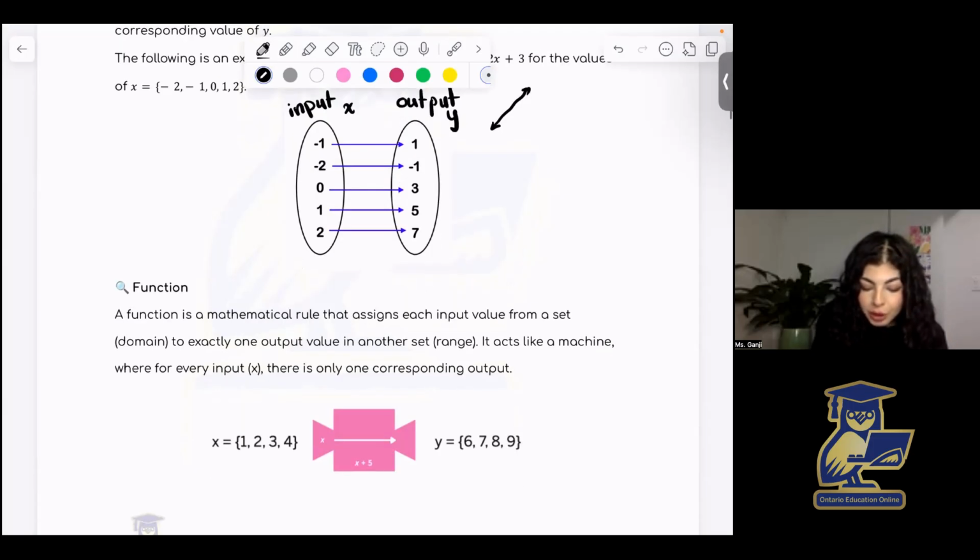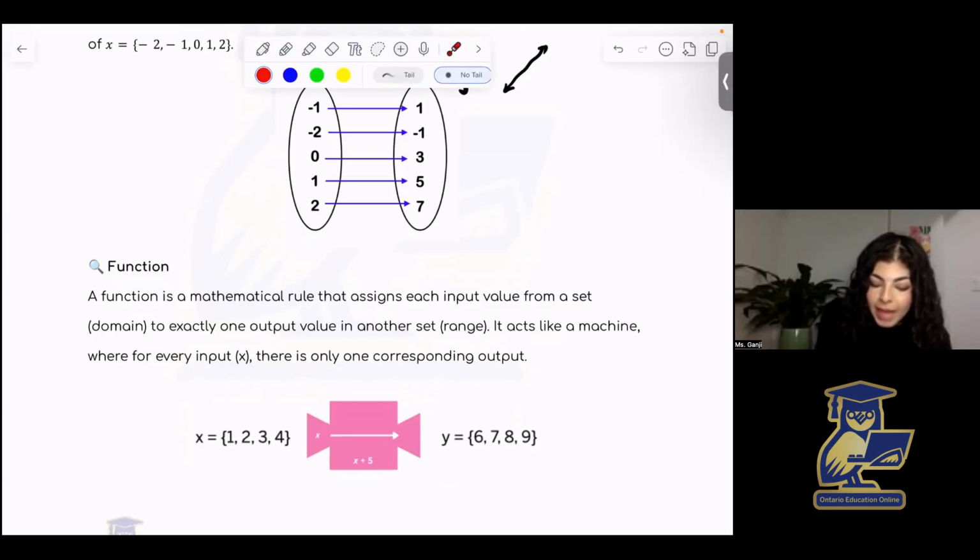A function itself just is any mathematical rule that takes a set of input values. So for example, here we are given the set x as 1, 2, 3, 4, and this is our domain. And this machine or our function performs some actions on the input value to produce the output value. So here that action is given as x plus 5. So any value of x that goes in this machine has 5 added to it to provide that output value. So here we see 6, 7, 8, 9, which matches to our input value.